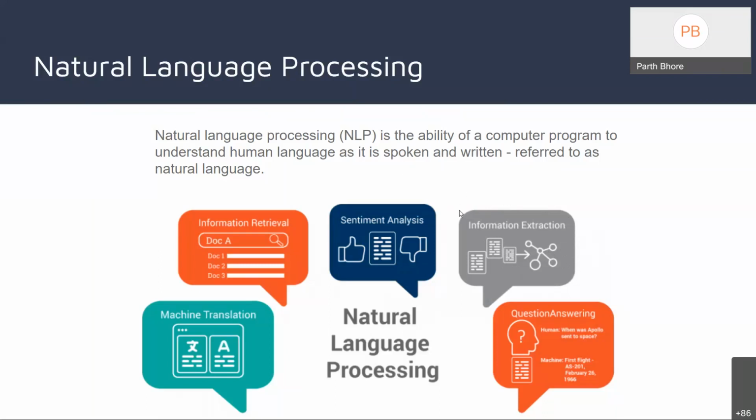And another example is sentiment analysis. Suppose you have been given a tweet and you want to know whether the tweet is positive or negative. For that, you can use an NLP program and use sentiment analysis. There are two major sentiments, positive and negative. So it will identify whether it is a positive tweet or a negative tweet.